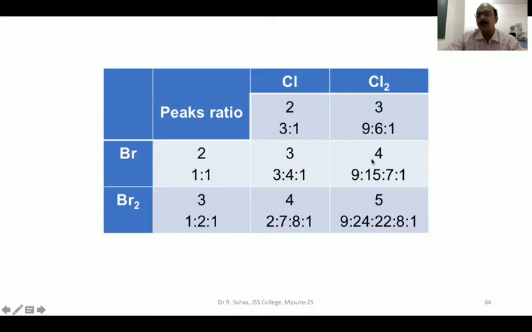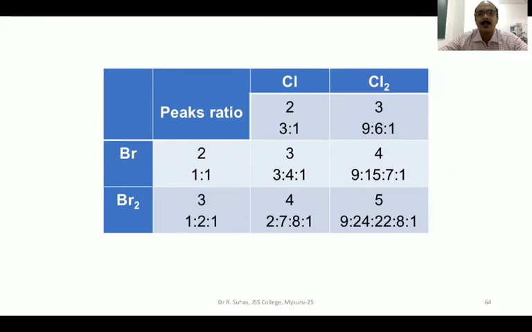Then you are going to get 4 peaks of 9:15:7:1. This is what we solved just now. And if there are 2 bromo and 1 chloro, then you are going to get 4 peaks of intensity ratio 3:7:5:1. What if there are 2 bromo and 2 chloro? Then you are going to get 5 peaks of the ratio 9:24:22:8:1.